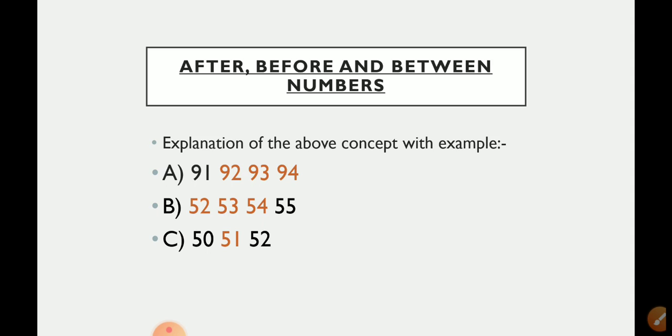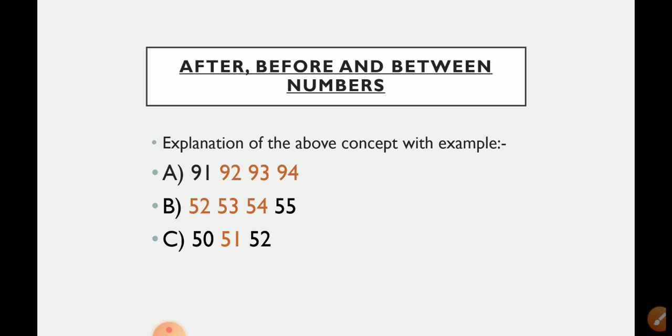Then in the B example, you will have the before numbers concept, where if I give the question as 55, what are the before numbers for 55? That is 54, 53, 52. These three numbers or two numbers or one number, depending on the questions we ask, you need to fill it up for before numbers.